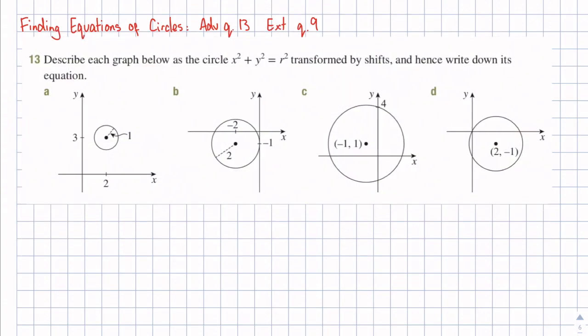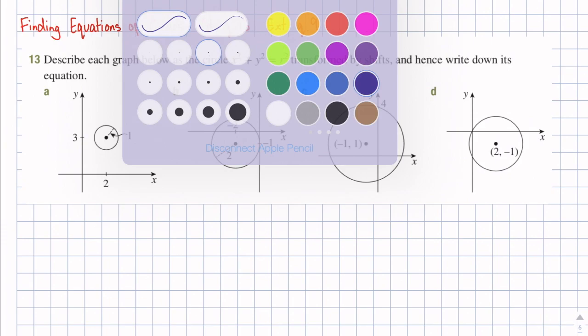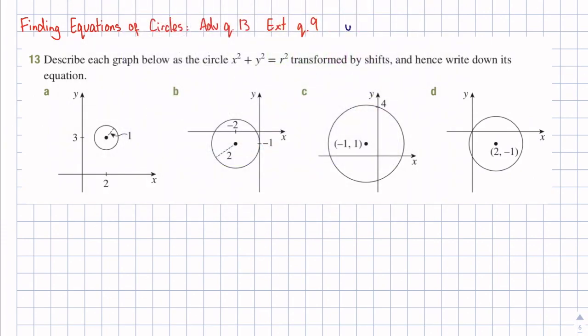Okay, now we're having a look at describing circles as transformations, and finding their equations. I'd like to remind you, the formula for a circle is (x − h)² + (y − k)² = r². So they have a centre (h, k) and radius r.